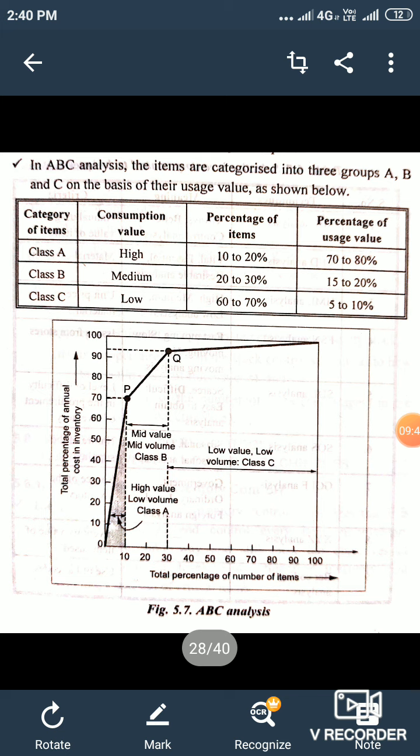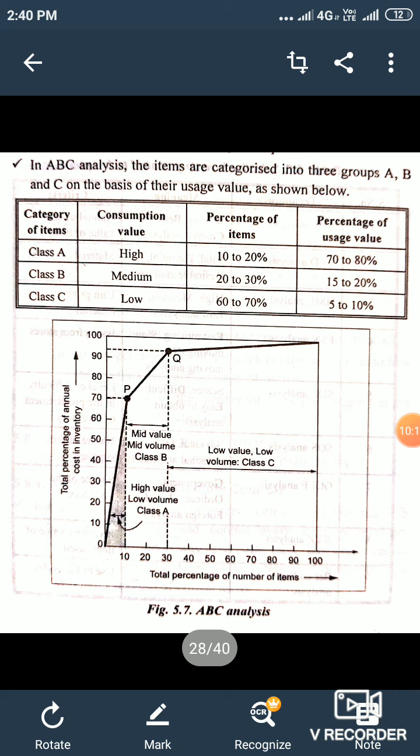Next, B class item. The A class item, we should give more attention and more control is taken, as it is high valued items. Their total value is about 70 to 75 percentage of the total inventory cost. So more attention and more control is taken for A class items.